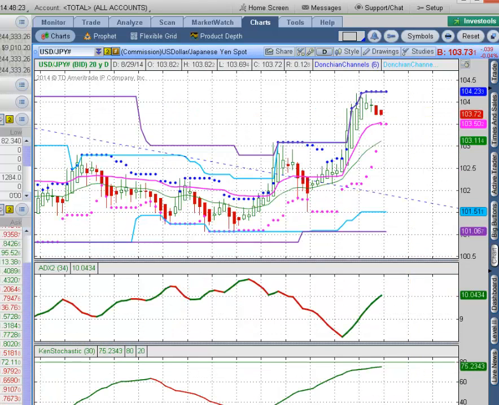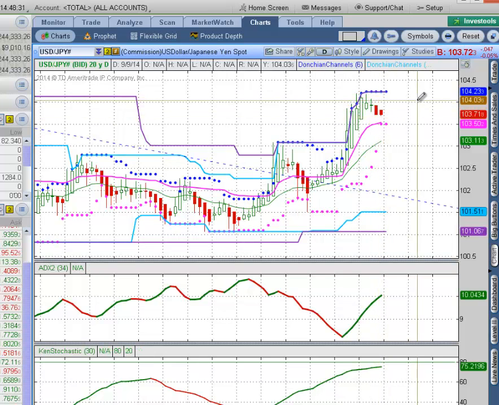The last pair is the US dollar yen. It was in a sideways channel and recently broke out. At the moment it's pulling back from the highs, but it would be a bullish trade.